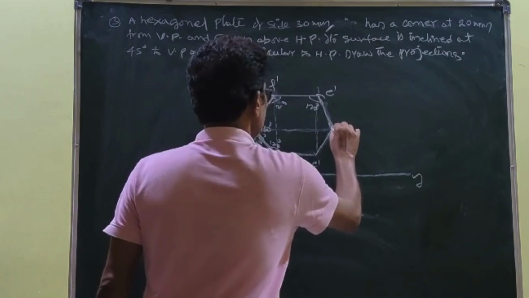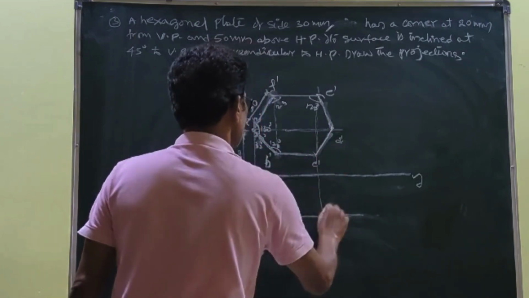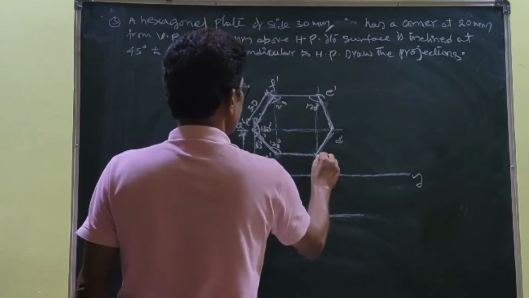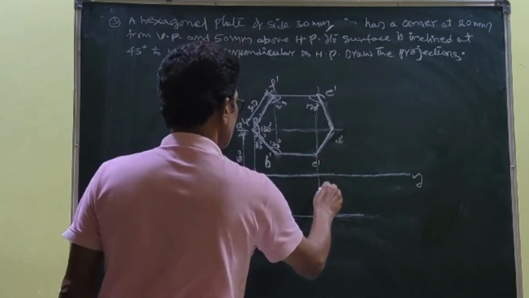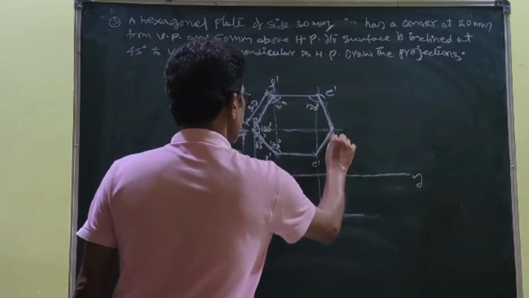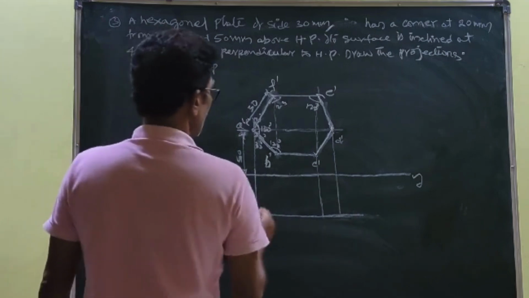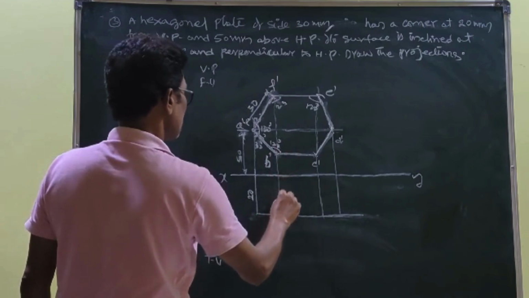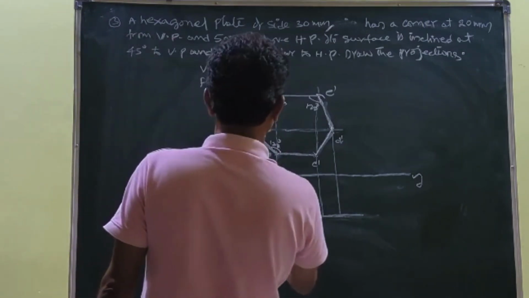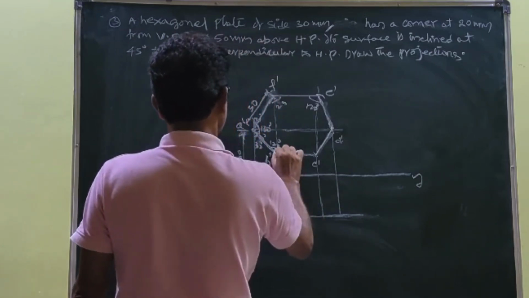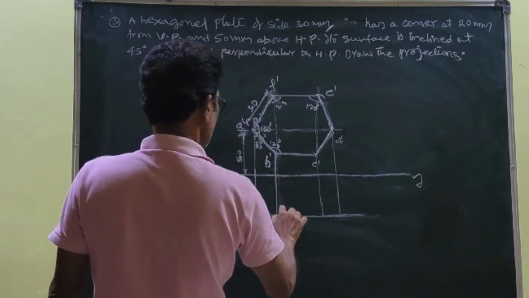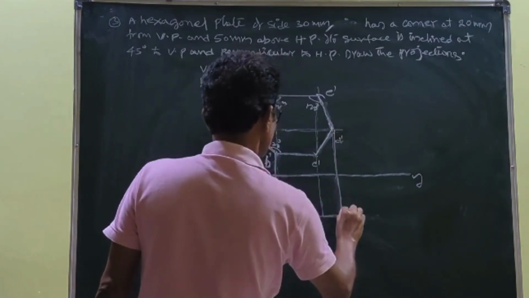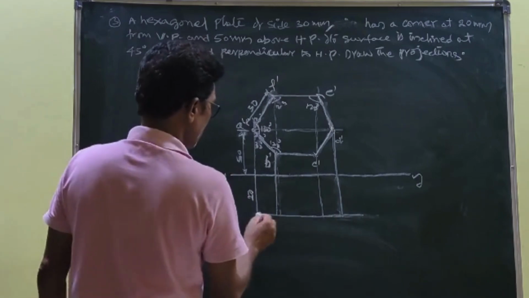you draw projectors from the C dash, D dash. Please see that C dash and E dash are passing the same line. You draw the projector. D dash, you draw the projector. Here also B dash, F dash passing the same line. So you draw the projector here. Projector here. Draw the projector here.